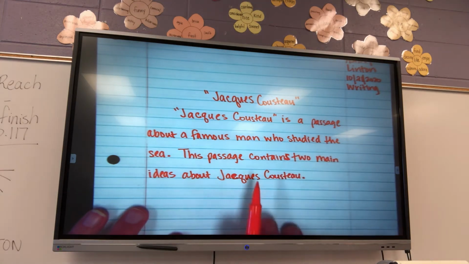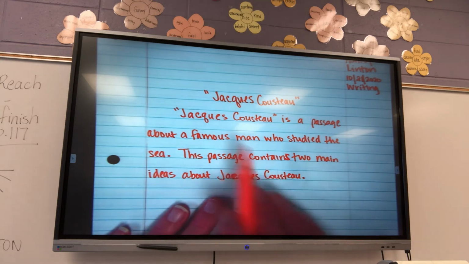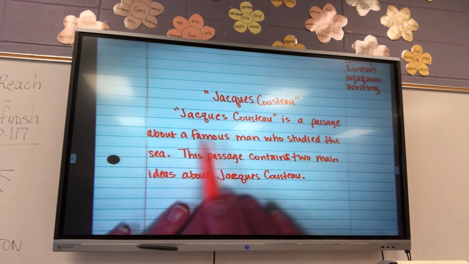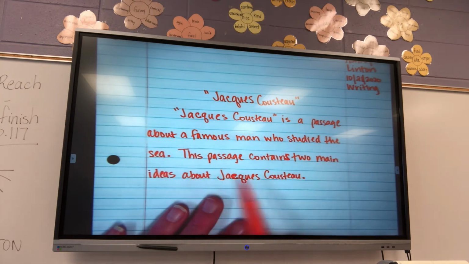Now here, I'm referring to the person. So I don't put the quotation marks because I'm not talking about the passage here, I'm talking about the person, okay? So Jacques Cousteau is a passage about a famous man who studied the sea. This passage contains two main ideas about Jacques Cousteau.